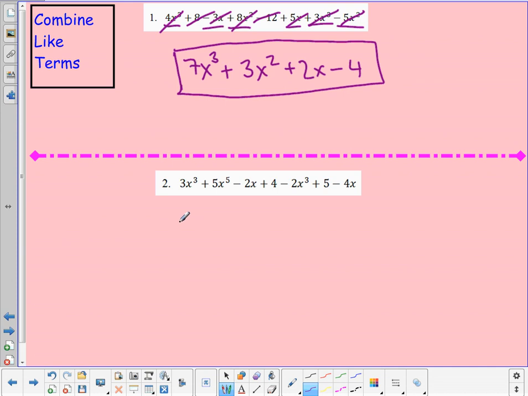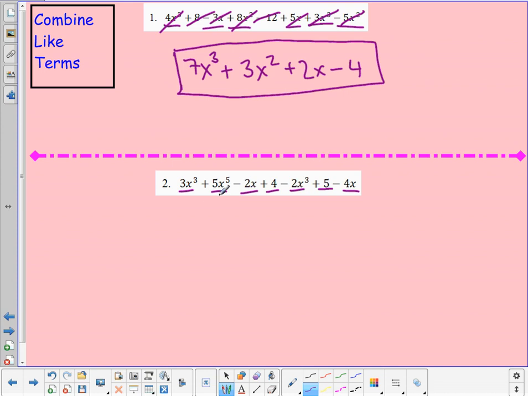Let's take a look at number 2. In number 2, I want to start with x to the 5th power. That's the largest exponent that I see of all of the terms there. Remember, we talked about yesterday how terms are separated by addition and subtraction. So that's why this is one term, that's one term, that's one term, that's a term, that's a term, that's a term, and that's a term.